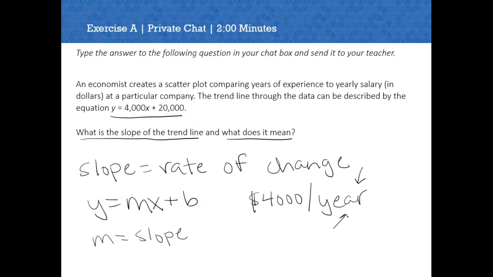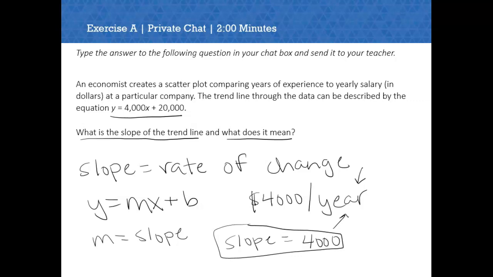And then they told us that the dollars is what we're looking at. So the slope of the trend line. We could just say the slope is 4,000 and that would be okay. So I can say slope equals 4,000. So notice it doesn't say 4,000x. X is not part of the slope, only 4,000.